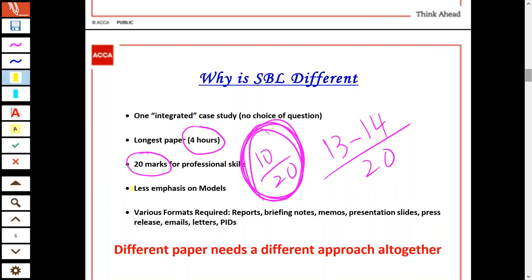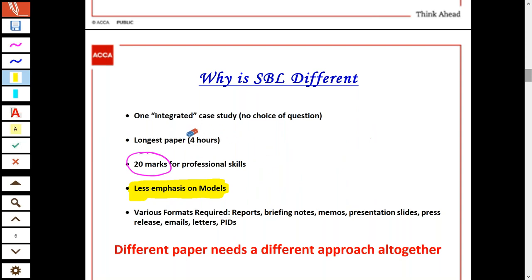Another thing, which is very interesting, is less emphasis on models. I come across a lot of students who tend to panic about models, and they use all kinds of models available under the sun. In fact, the examiner's comments every time show he is annoyed. He says he feels that students deliberately try to use a model even though it's not required. So please keep in mind that SBL is not a paper of models. Yes, there are models mentioned in the syllabus.